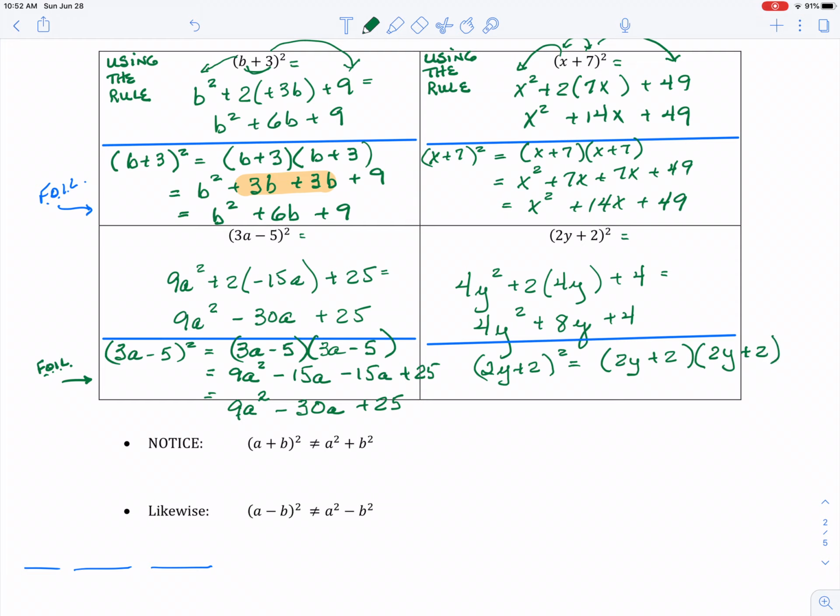So I've worked all of these using two different methods. You don't have to work them twice. You just work whatever process if you want to follow the rule, or if you want to just put this down using FOIL and actually go ahead and expand it like that, that's fine too.